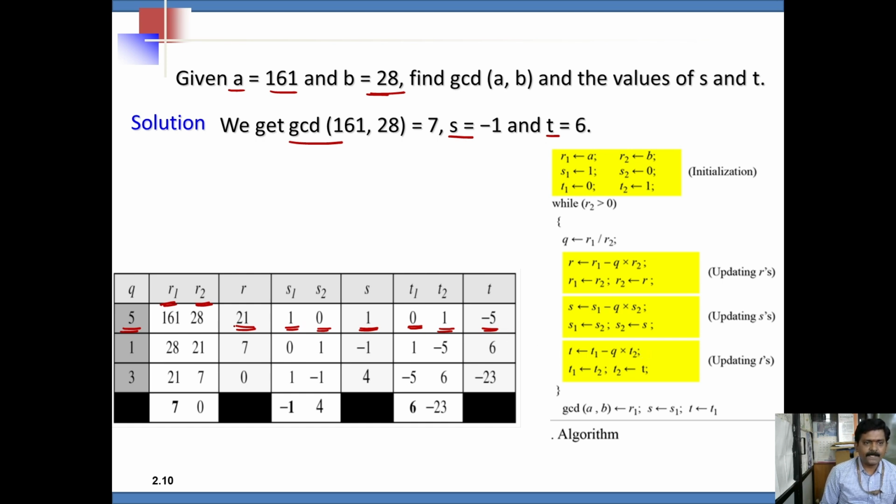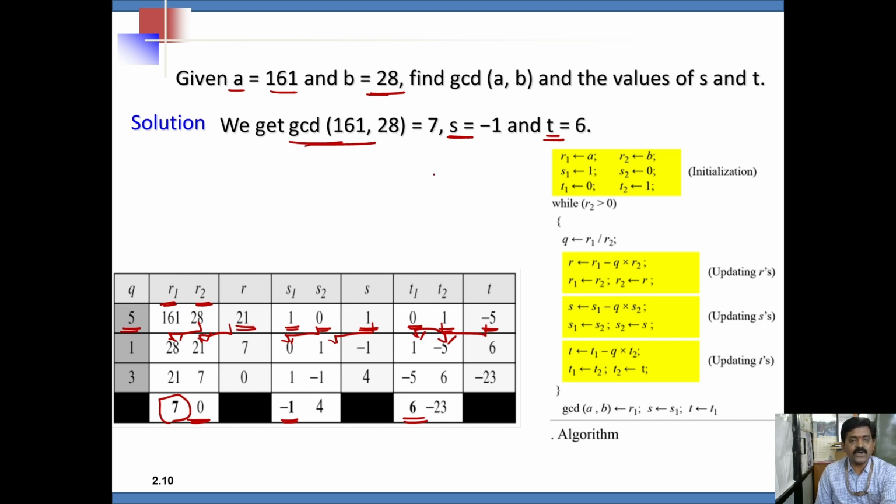Next we update by reassigning R2 to R1, R to R2. Similarly, S2 is assigned to S1, S to S2. Similarly, T2 to T1, T to T2. And the process continues till we get R2 as 0, and we take the GCD as 7, and S1 is minus 1, T1 is 6. This is how we use extended Euclid algorithm to calculate two more variables S and T along with the GCD.